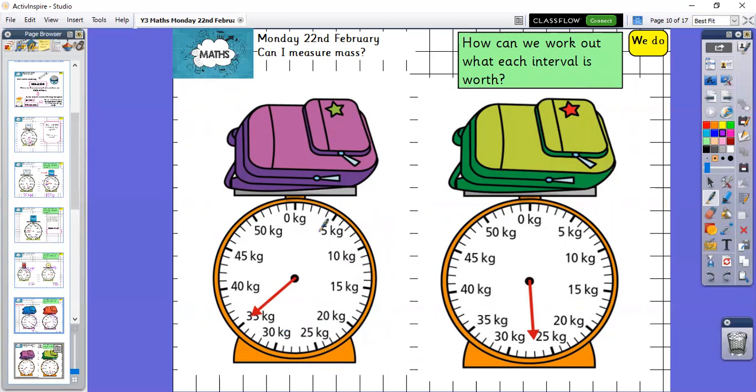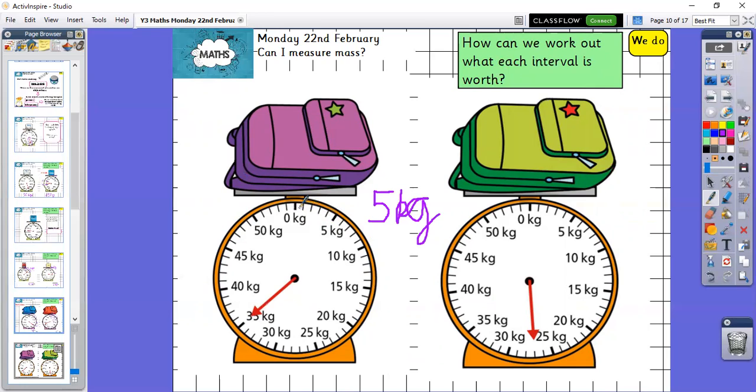So I can see 5 kilograms, 10 kilograms, 15 kilograms. I can tell that I'm counting up in 5 kilogram increments. So that is on both of these scales, okay? Let's look at how many increments I've got in between them. So I go from 0 to 5 and I've got 1, 2, 3, 4, and I'm going to count this last one, 5.